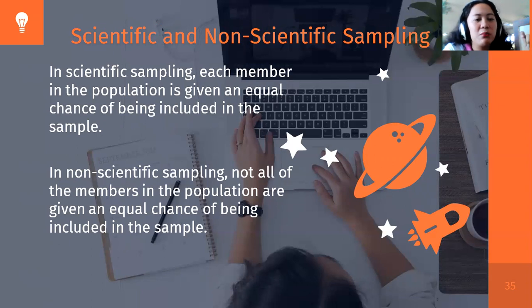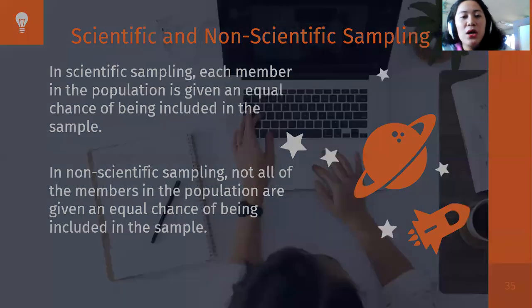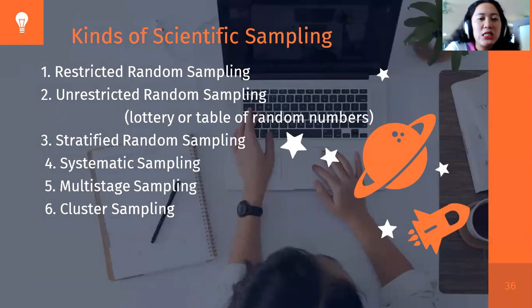So not that one. But in non-scientific sampling, not all of the members in the population are given an equal chance of being included in the sample. But in qualitative study, this is very common, the non-scientific sampling, because the researcher has the need to judge who are the right respondents for his or her research. So let's try to see some kinds of the scientific sampling.